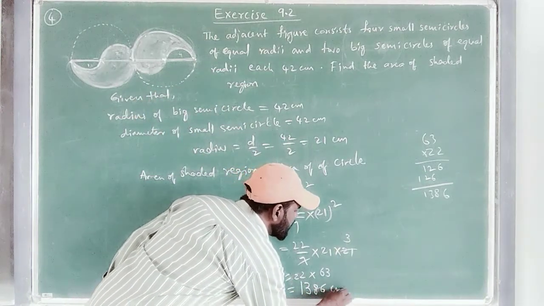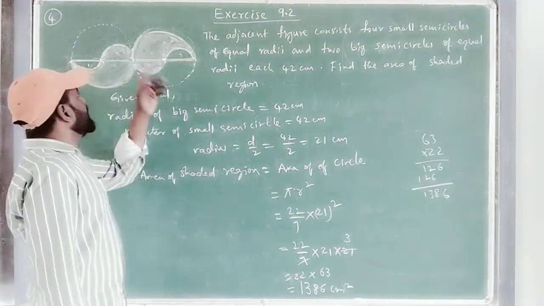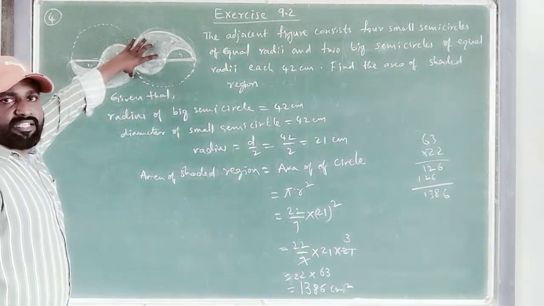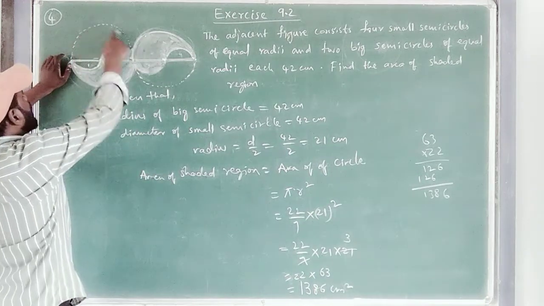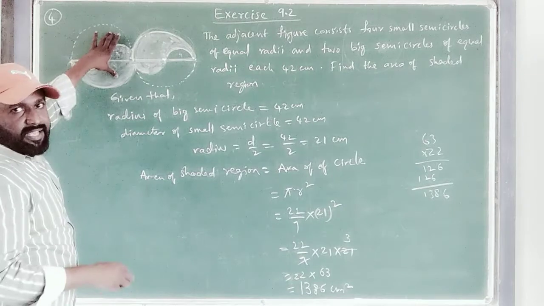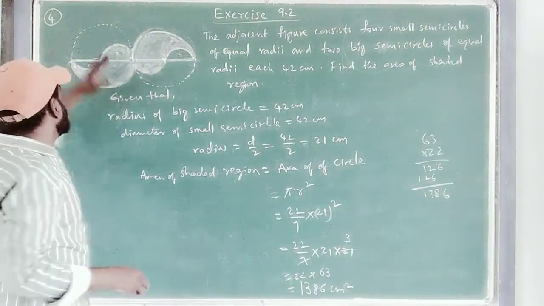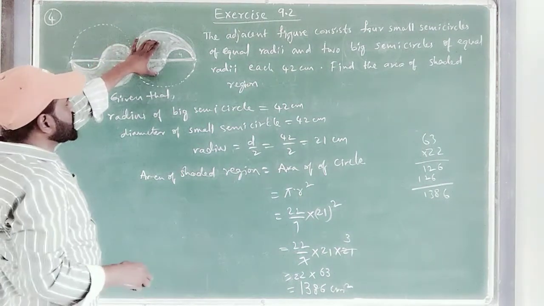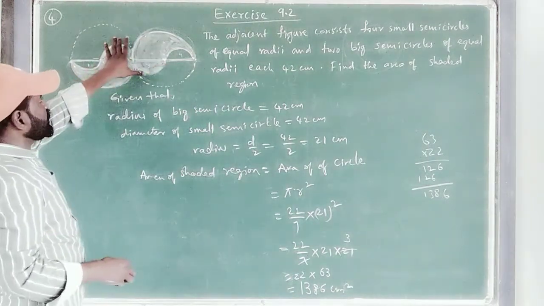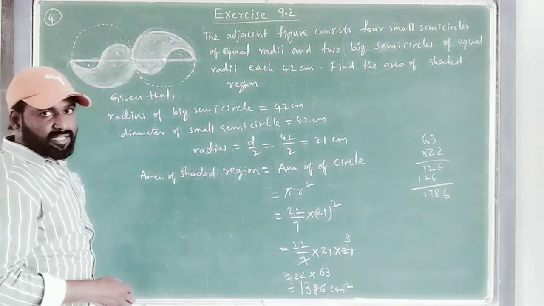1386 centimeter square, which is the area of the shaded region. You have to imagine this total figure. If I complete it with the dotted lines, it looks like a circle. This also, if I complete, looks like a circle. Now half portion of this and half portion of this is shaded. Half portion of the two circles is unshaded, half portion of the two circles is shaded.